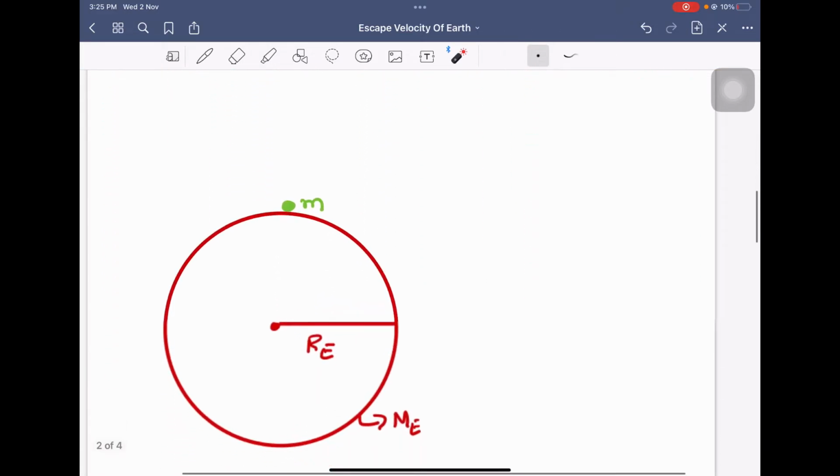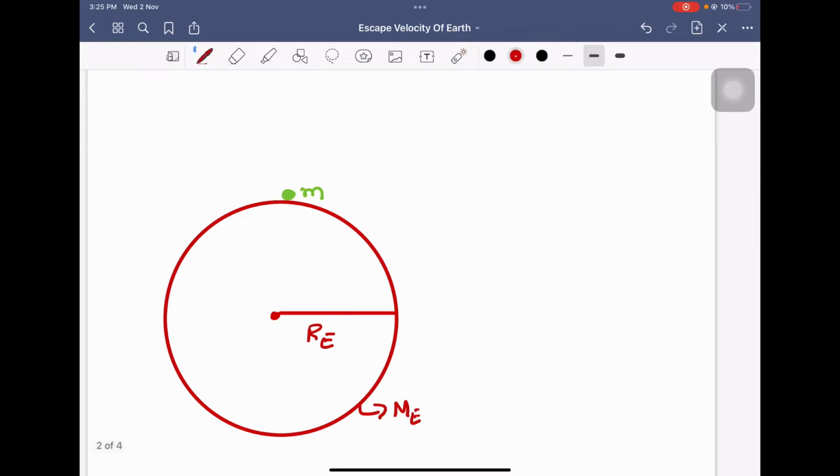Now we'll come back to the point. Say here we have a body of mass m placed on Earth's surface. The radius of the Earth is Re and the mass of Earth is Me. Now what is the potential energy of this mass? Potential energy of this mass is equal to minus GMm divided by R, where R means the radius of Earth.